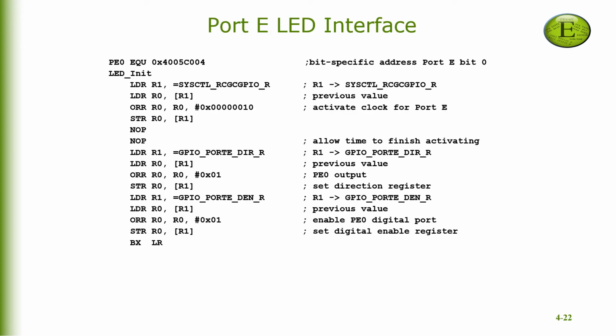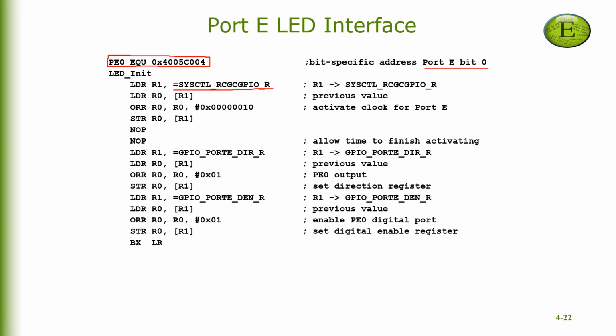An example: an assembly language program that initializes port E bit 0 to be interfaced with an LED. And remember, this can be easily switched to any other port pins as appropriate, but this is just a standalone example. Using the bit specific addressing, we use the assembler directive and define the address of port E bit 0. Port PE0 equals hex 4005C004.